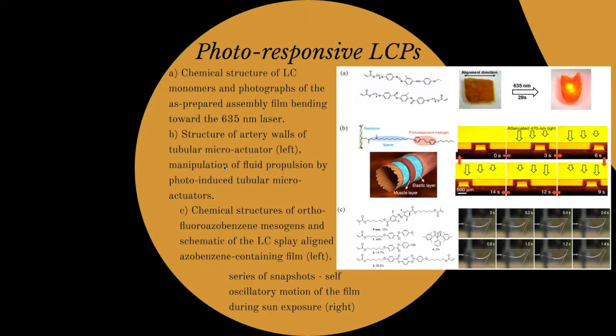Okay, and then B is the structure of the artery walls of a tubular microactuator. So it's similar to our artery in the vascular system. And then manipulation of fluid propulsion by a photoinduced tubular microactuator. So you will see it will change the placement depending on the laser here. So it will change the positions.